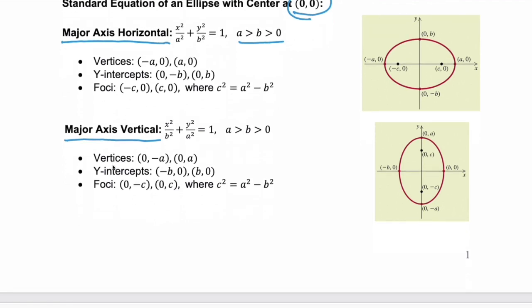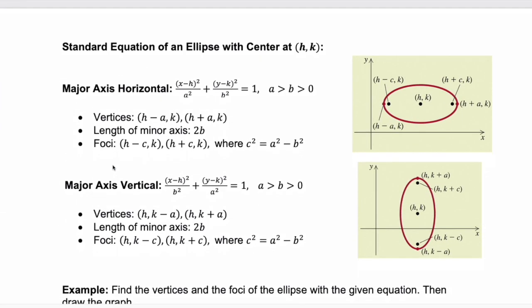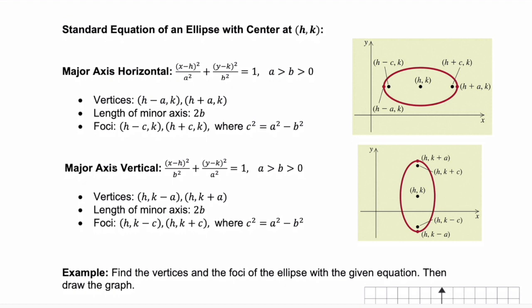Okay, now what if we have a point for the center that is not the origin? Well, here we have a center at the point (h, k). What this does is it alters the numerator. So the x value subtracts the h, and k is subtracted from the y value. And then, of course, it's going to alter your vertices and your foci.